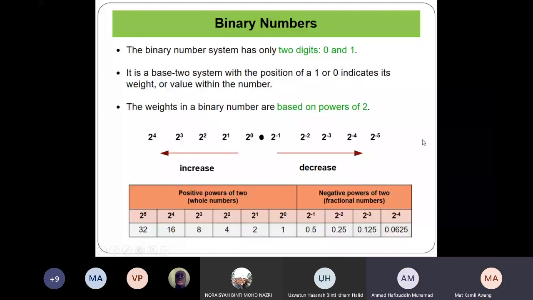Right? So the weightage is 1, 2, 4, 8, 16, 32 to the left of the decimal point, and for the ones on the right of the decimal point, 0.5, 0.25, 0.125, 0.0625, and so on. You divide by 2, divide by 2, divide by 2. Clear? Is anybody confused? Everybody clear? Clear, sir. Okay.